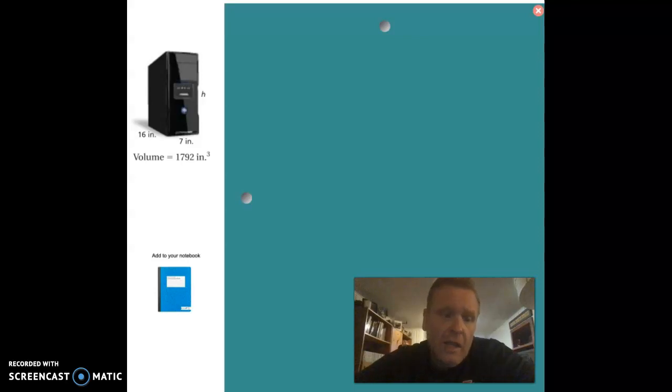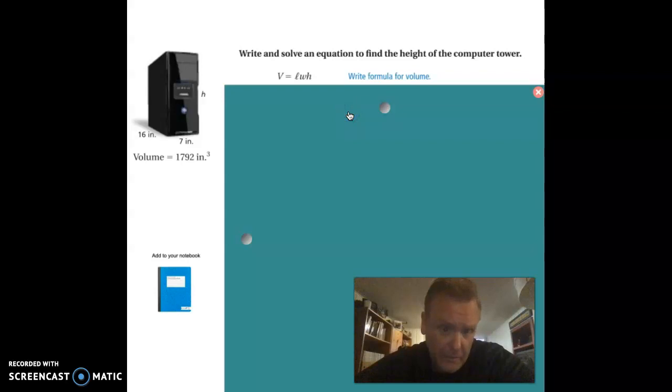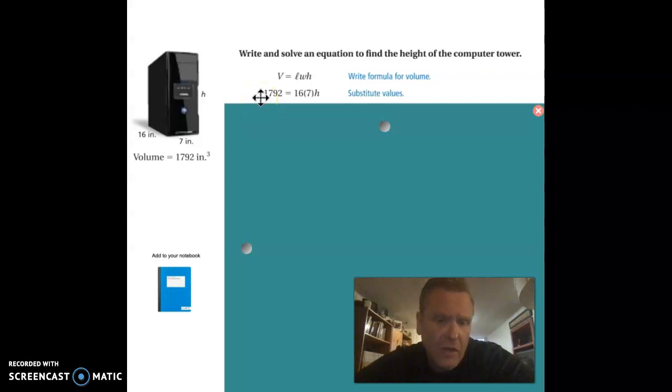So here is yet again another different problem. Here you have a missing dimension. So you have length, width, and you don't know the height, but we are told the volume. So if we write out the formula, where volume is equal to length times width times height, then we can plug in what we do have. So when we plug that in, the volume is 1,792, and that would be inches cubed. And then we have 16 times 7, and we don't know h. So we're going to solve for h because that's what we want to know.